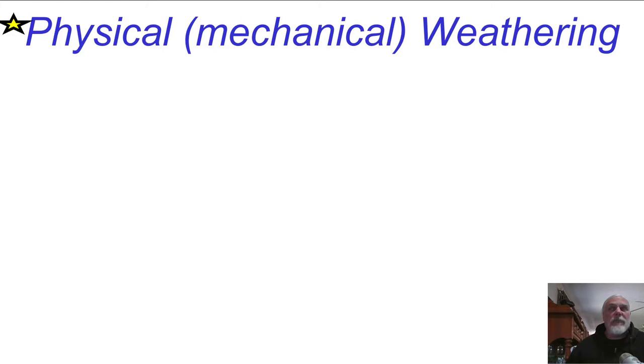First of all, there's what's known as physical, sometimes known as mechanical weathering. So there's two different types of weathering. One is physical weathering, and the other one's chemical weathering. We'll get to that one later. Some examples of physical or mechanical weathering.